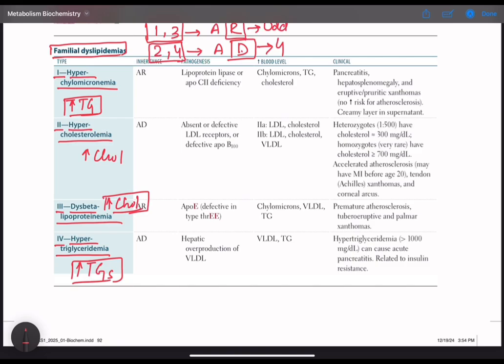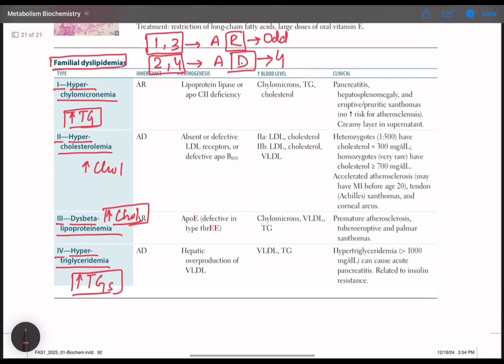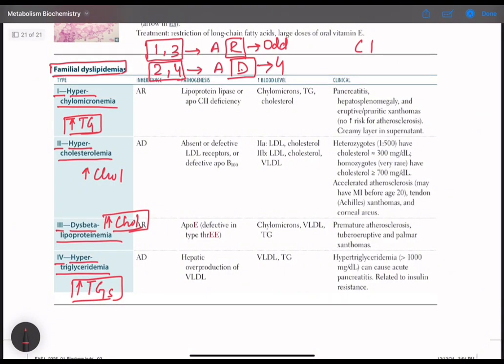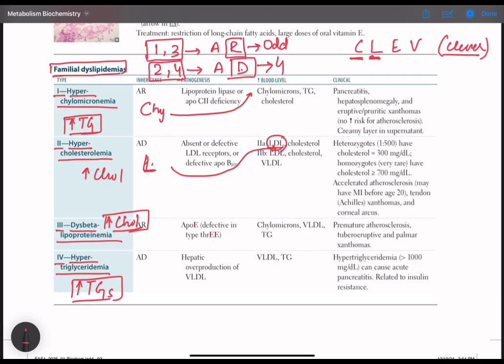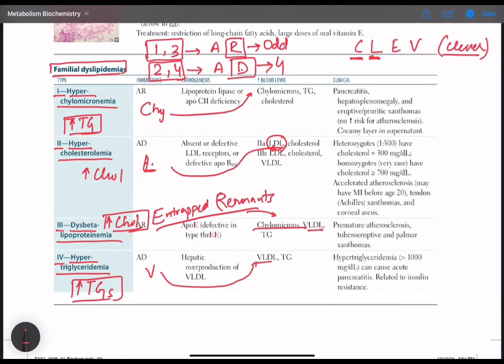Then which lipoproteins are elevated in these disorders? The mnemonic is CLEV, the CLEV of clever. One should be clever to remember this disorder. So C for type 1 or chylomicronemia, C for chylomicrons. Then we have L. So in type 2 we have higher levels of LDL. Then type 3 is for E, or entrapped remnants. So those remnants which cannot be taken up by our body, which include chylomicrons, VLDL. And then we have V for type 4, in which we have higher levels of VLDL. Now let's discuss each disorder thoroughly.